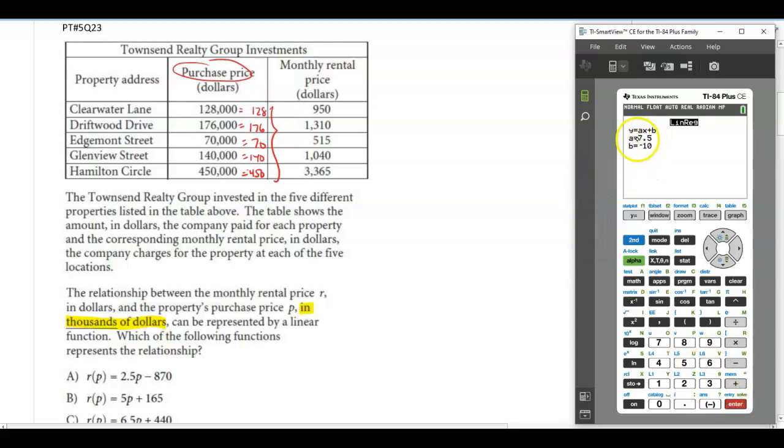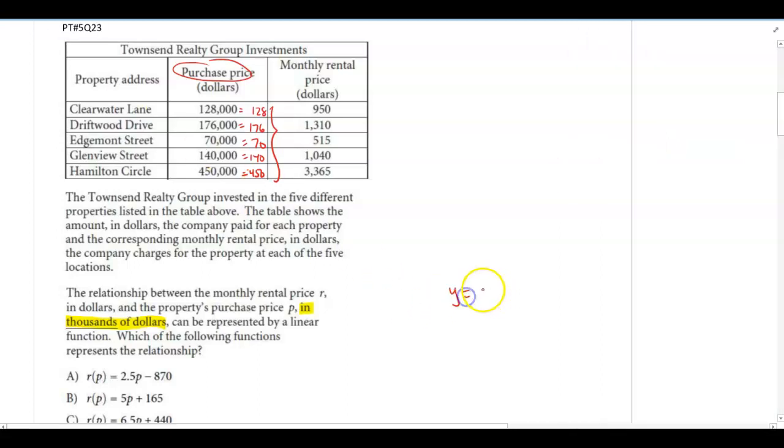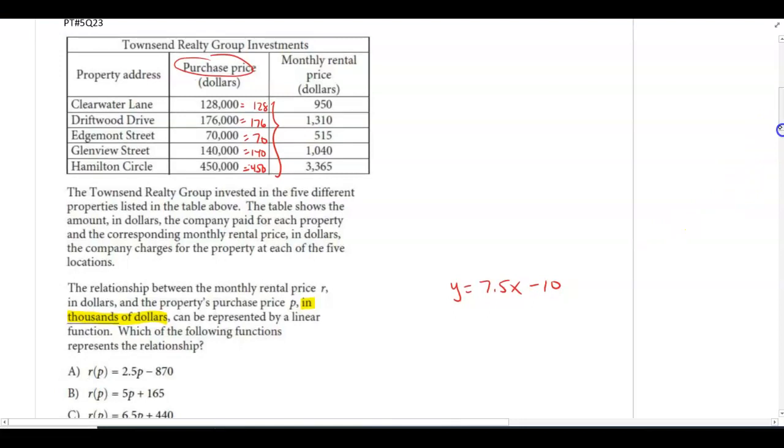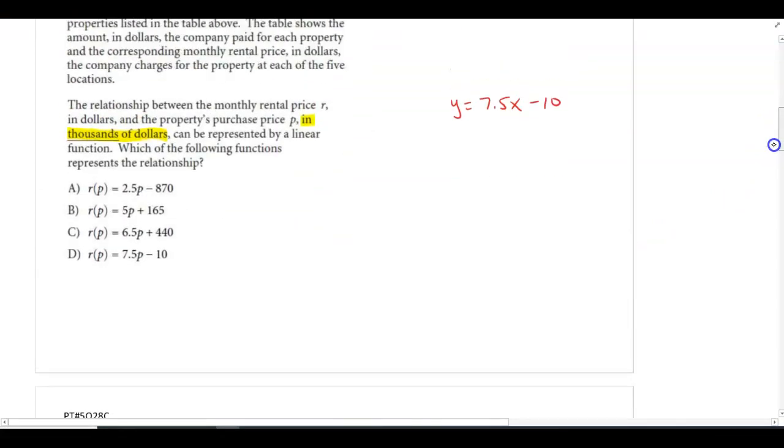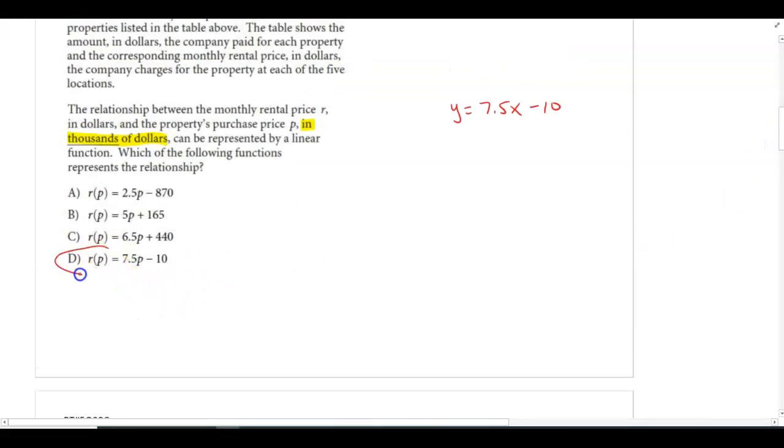And right away, it gives you A is 7.5, B is -10. And right up here in this equation, when you plug A and B in, you get y equals 7.5x minus 10. And if you look, that ends up being choice D.